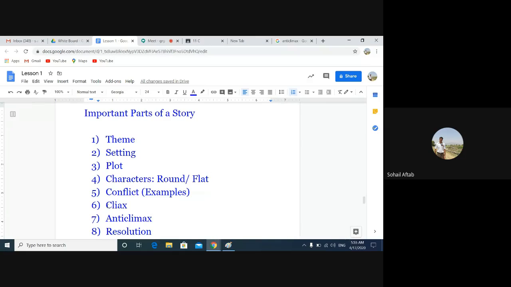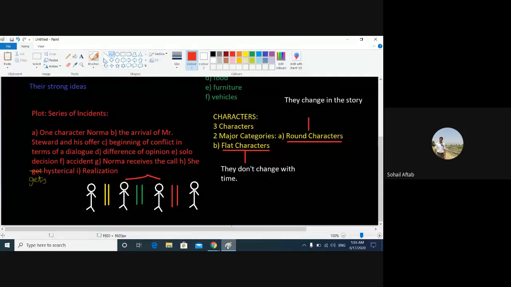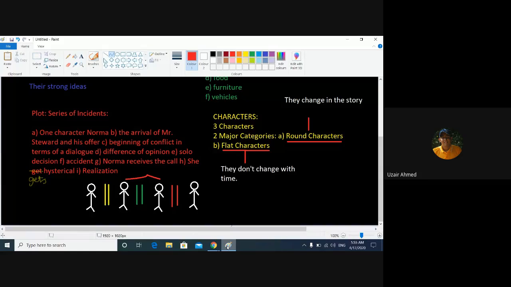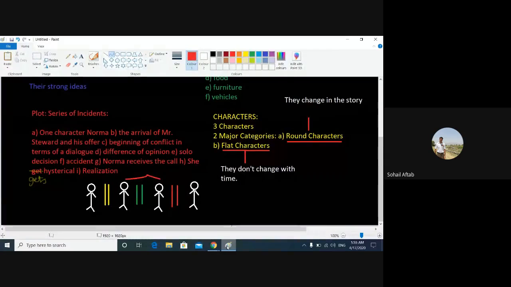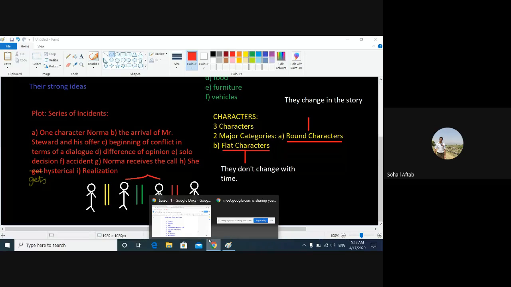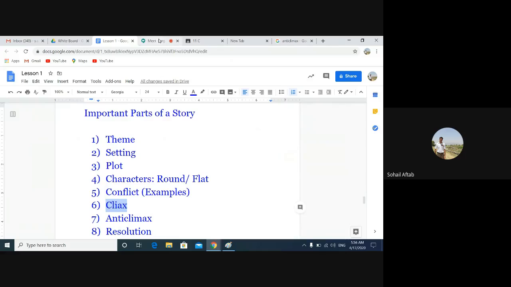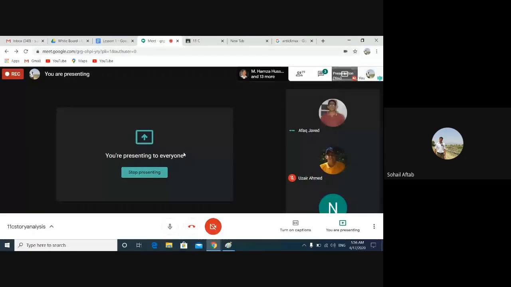Now, here, climax. What is the climax of this story? Just give me its answer in one line. Sir, Norma pushing the button. Okay, Norma pushes the button is the climax of the story. Climax is the highest point in the story. How many of you agree that pushing the button can be termed as the climax of the story?